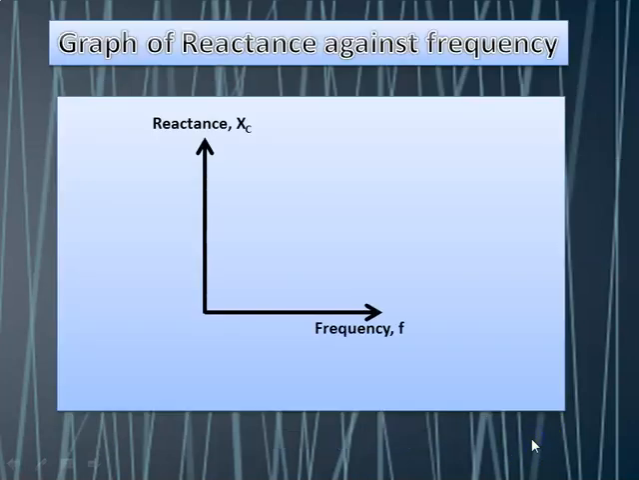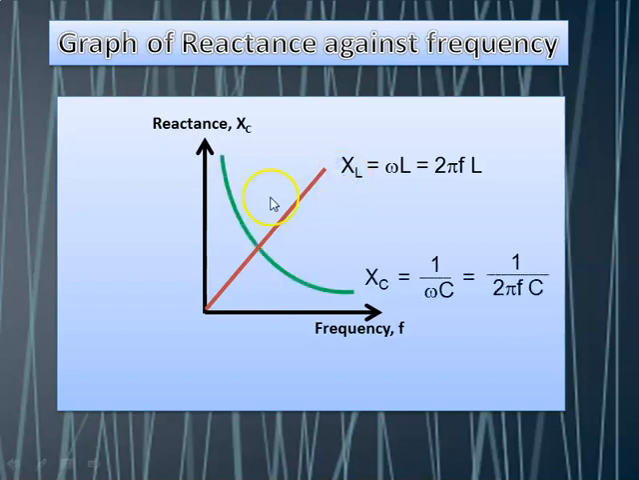So combine all the graphs: for XL equals 2 pi fL, the reactance of the inductor, and the reactance of the capacitor, Xc equals 1 per 2 pi fC, which is inversely proportional, and the resistance is a straight line, constant.